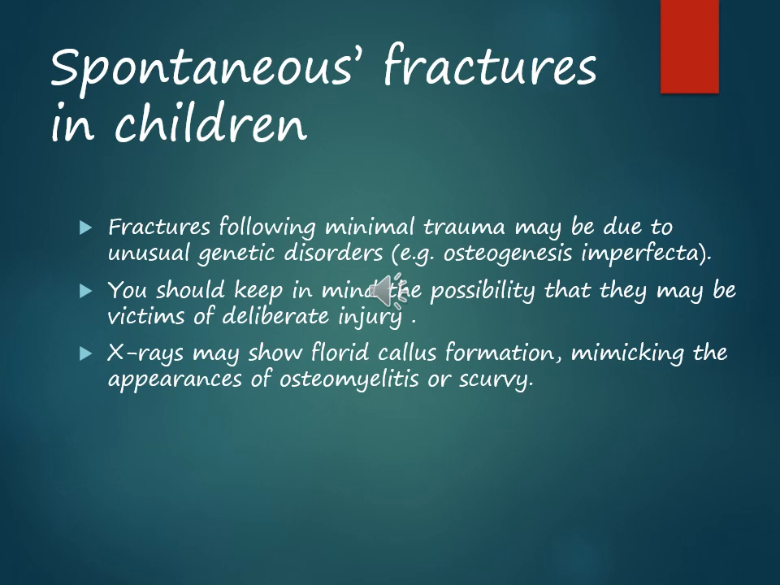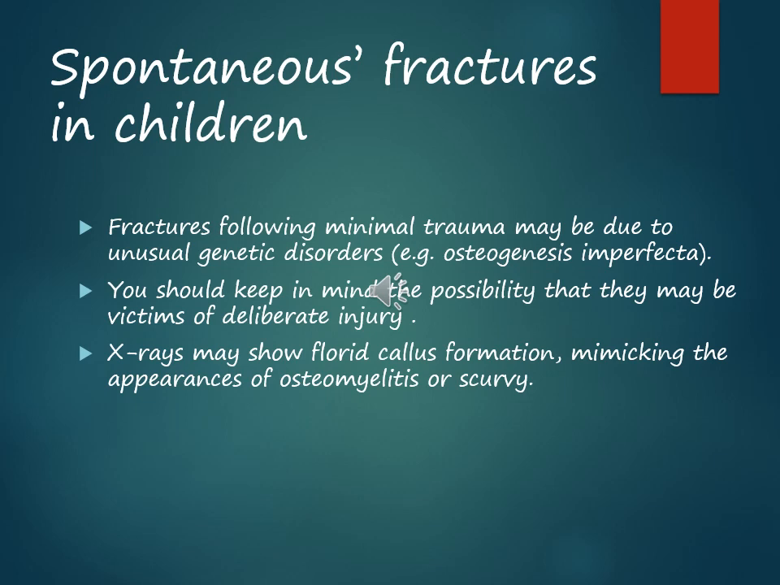Now, sometimes you will come across a child that gets easily fractured or presents with multiple fractures or recurrent fractures. Always think about the possibility of pathological fractures due to an underlying pathology. For example, osteogenesis imperfecta, rickets, metabolic bone disease, etc. All of these pathologies can cause recurrent fractures.